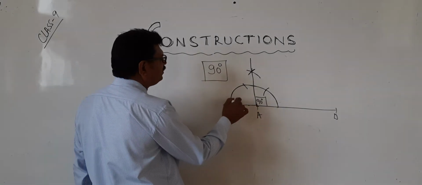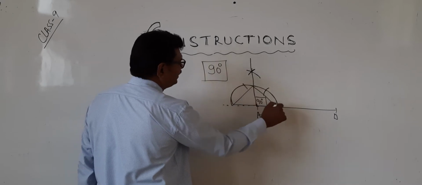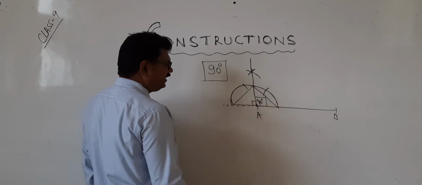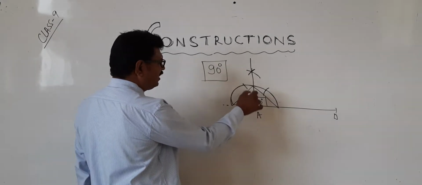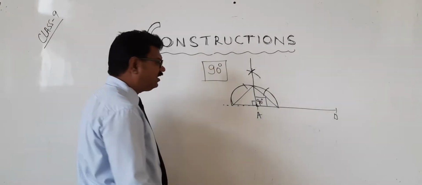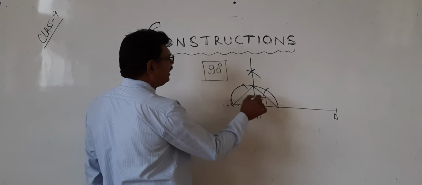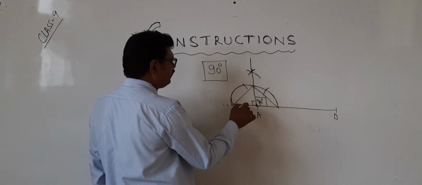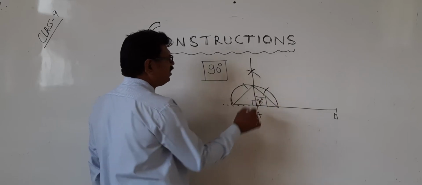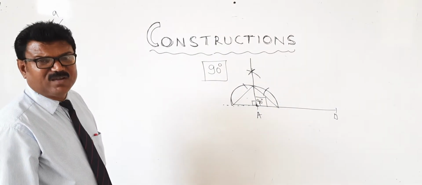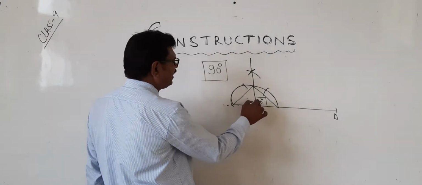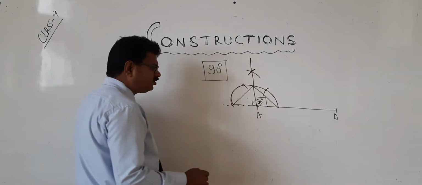Here you can do like this and like this. Here it is 90 degrees, here also it is 90 degrees. Okay? This is a circle, from here to here is the radius of the circle, and here also. Therefore, these two triangles are congruent. Congruent means what happened? Corresponding sides and corresponding angles are equal. These two angles are equal.